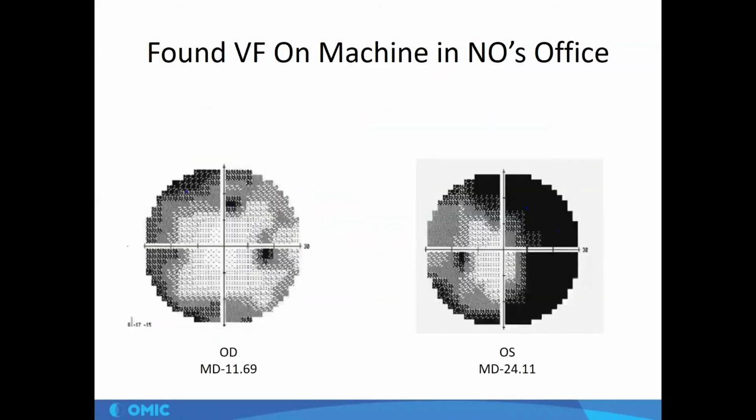And here is that bombshell. On the visual field machine in the neuro-ophthalmologist office was found a visual field from the date the plaintiff had initially seen the retinal specialist and been taken over to the neuro-ophthalmologist's office. And you can see here in the right eye, the less affected eye, peripheral visual field constriction and more marked visual field constriction, particularly nasally, in the left eye.